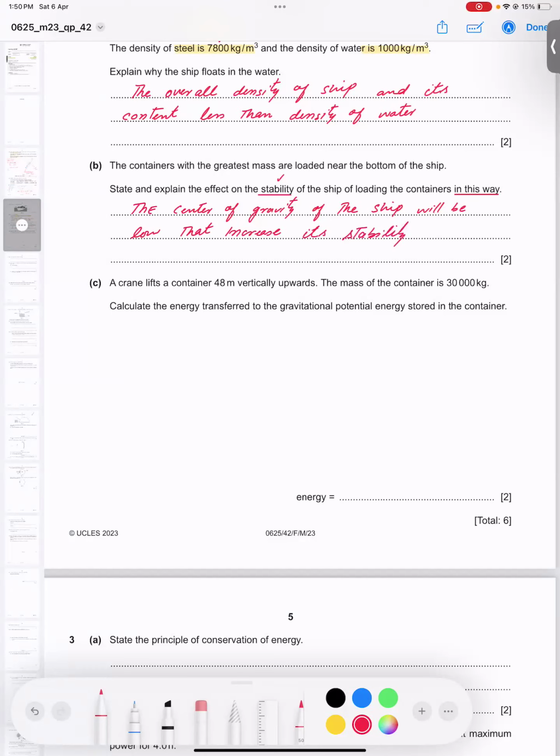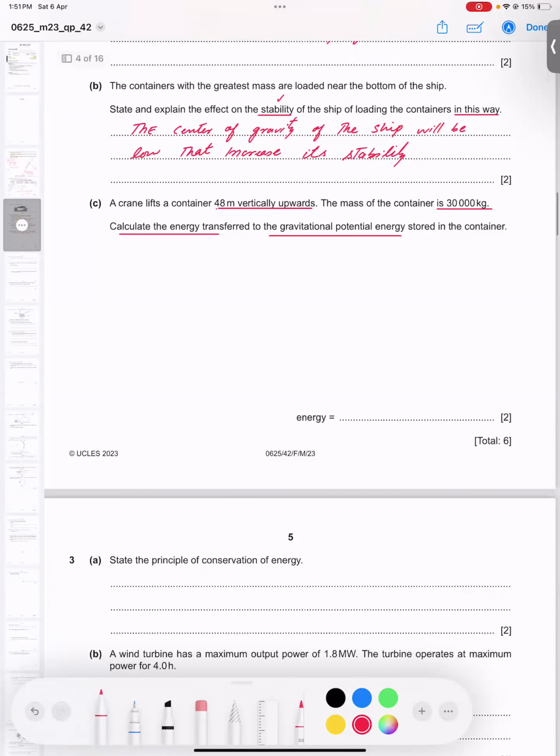That increases its stability. Okay. The last part: a crane lifts a container 48 meters vertically upward. The mass of the container is 30,000 kg. Calculate the energy transferred to the gravitational potential energy stored in the container.